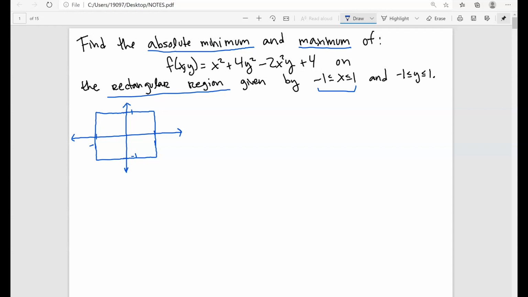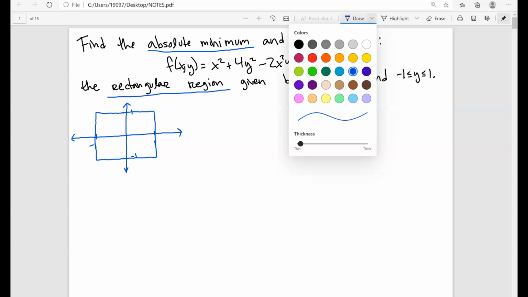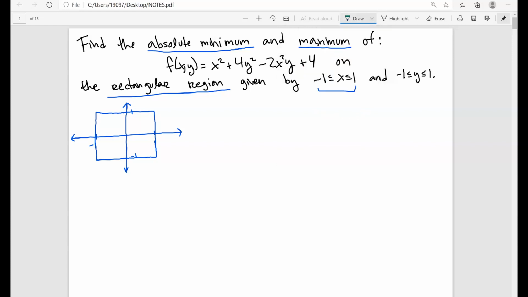So remember that we want to find all of the absolute extremes that are inside here, right? And then we also want to find all the potential absolute extremes on the boundary, including the corners. So this one we're going to call L1, and I'm going to call these L2, L3, and L4. So these are four different lines.